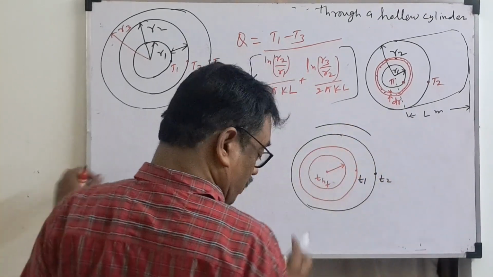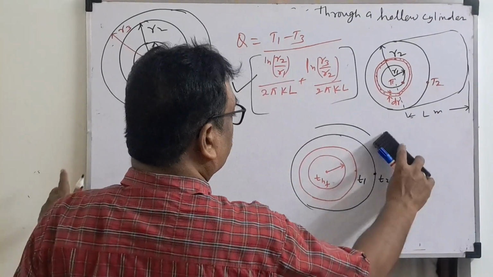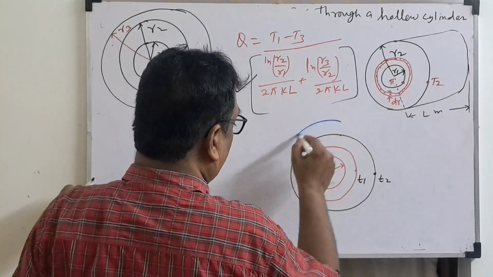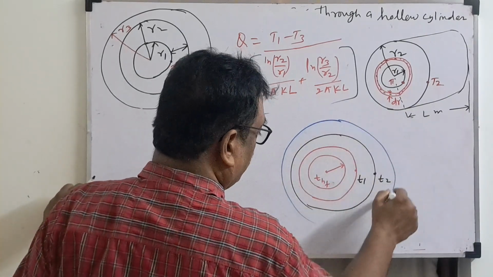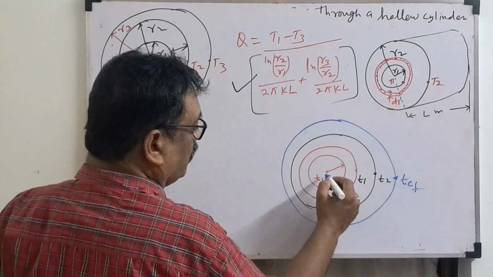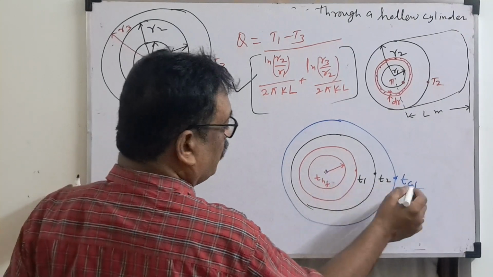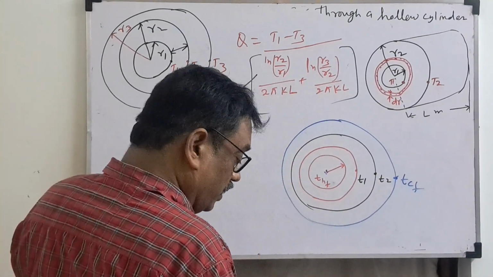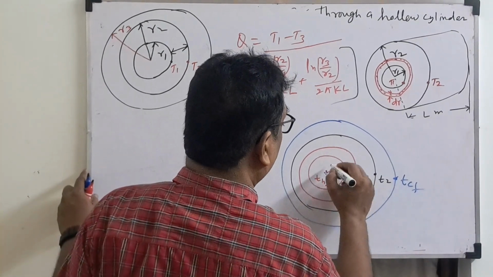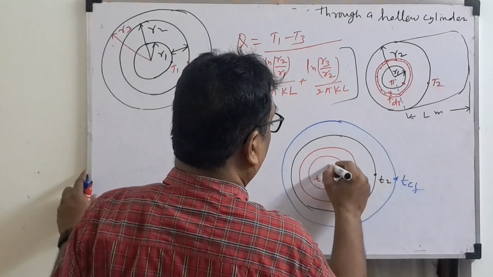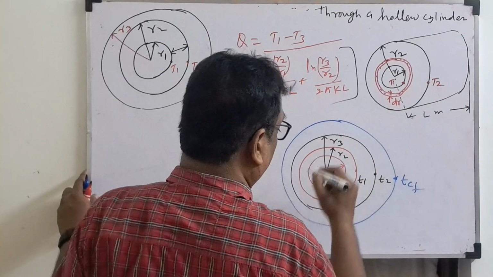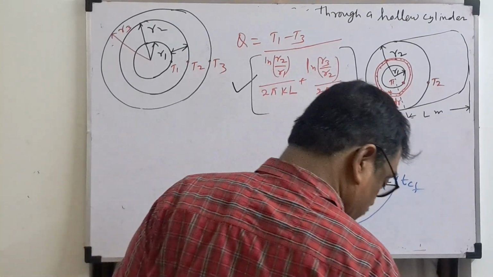Then the outer layer. The outer layer I will draw in a different color. This is called the outer layer. Suppose this temperature will be TCF, cold fluid. Hot fluid inside, cold fluid outside. So this will be R1, R2, R3. See this R1, R2, R3. Okay.